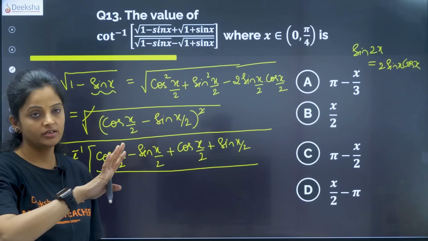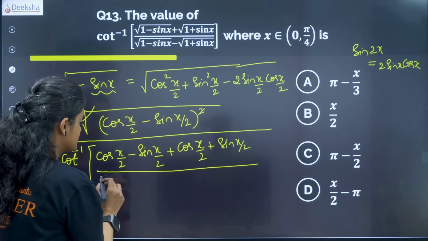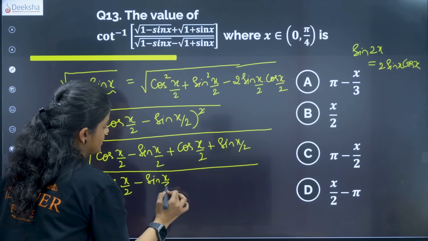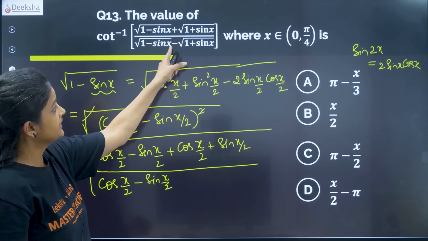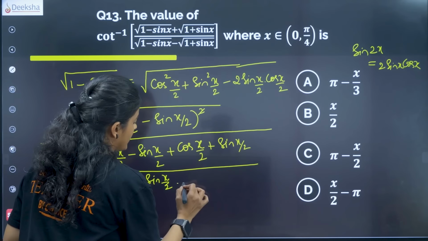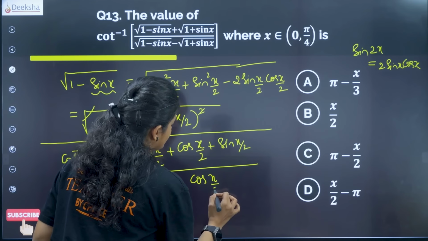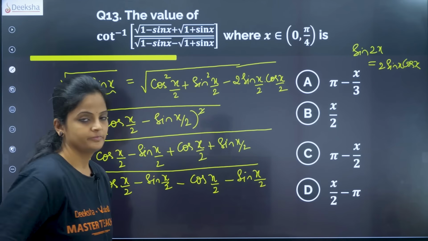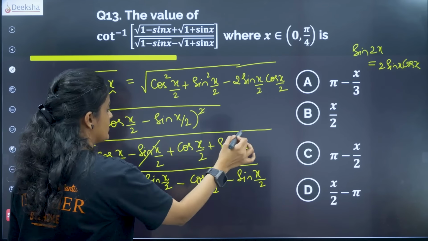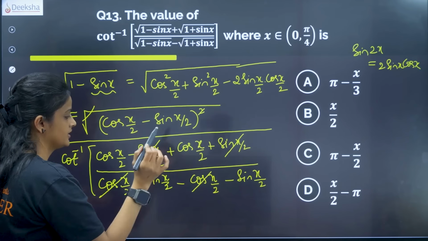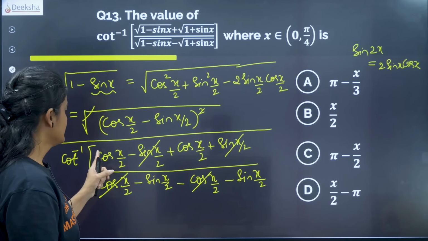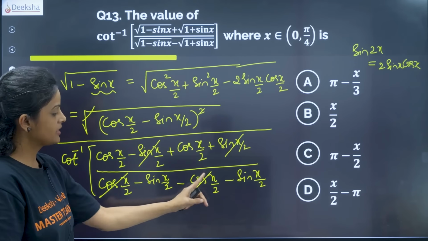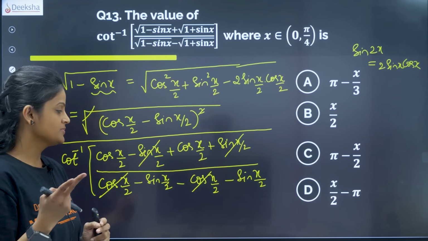Same thing in the denominator, 1 minus sin x, again we will do the same thing. Cos x by 2 minus sin x by 2. Next, in between I have minus. So minus cos x by 2 and again minus sin x by 2. Correct? Now sin x by 2 will get cancelled, cos x by 2 will get cancelled. What is the remaining here? Cos x by 2 plus cos x by 2, 2 times cos x by 2, minus sin x by 2 minus sin x by 2, minus 2 times sin x by 2.